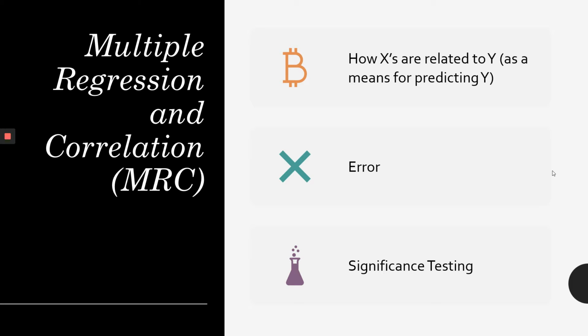And we're going to estimate error by looking at the differences between the observed y and the predicted y, which are called residuals, and that's how we're going to estimate our error. And then as far as significance testing goes, we're going to test the null hypothesis that no relationship exists.